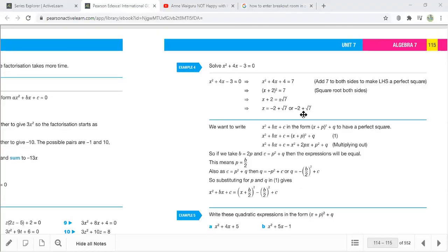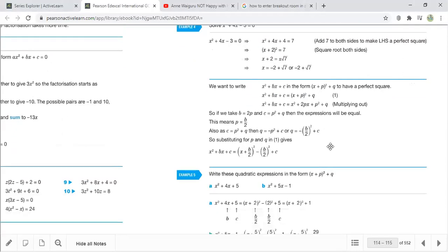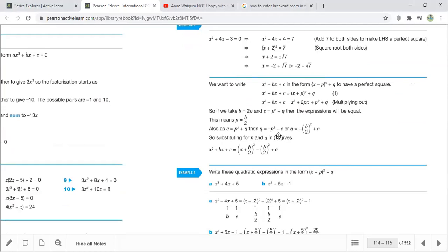So going back to the book, that's how they are done. Now this is where we write this equation, x squared plus bx plus c, in the form of x plus p in brackets squared plus q. This q is what we got when we had minus 4 minus 3, which gave us minus 7. So q was minus 7.